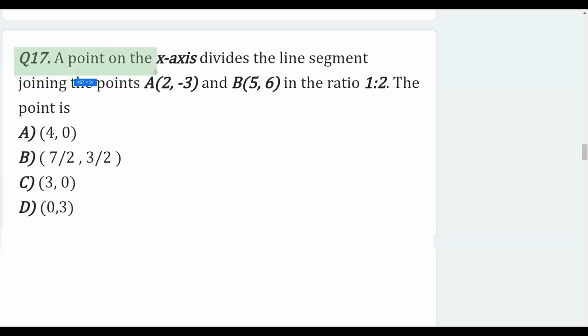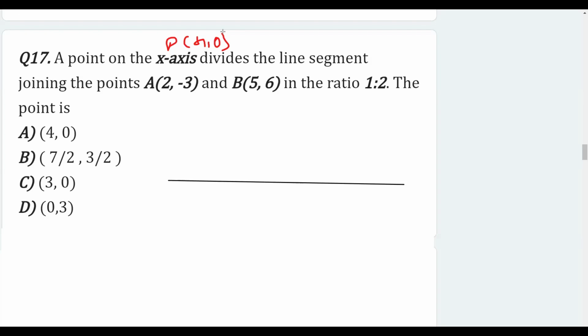Question 17 from coordinate geometry. It says a point on the x-axis divides the line segment joining these two points in the ratio 2:1, and we have to find that point. So I can take this point, let's say the point P. You know that any point on the x-axis is in the form of x comma 0, and that's why I took this point P as this.